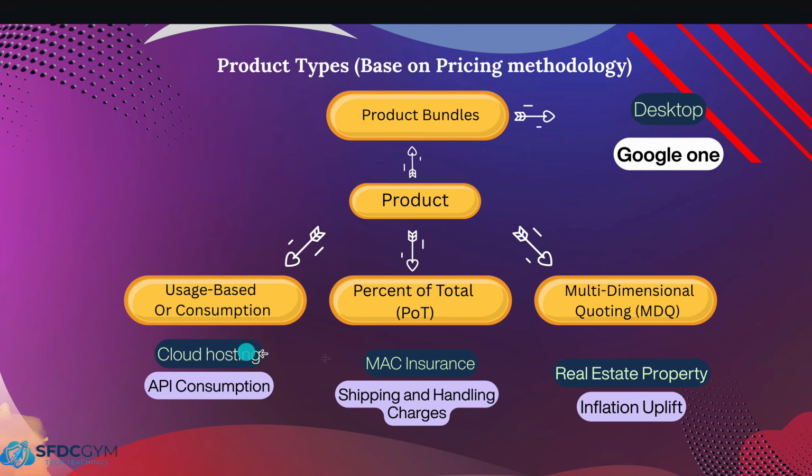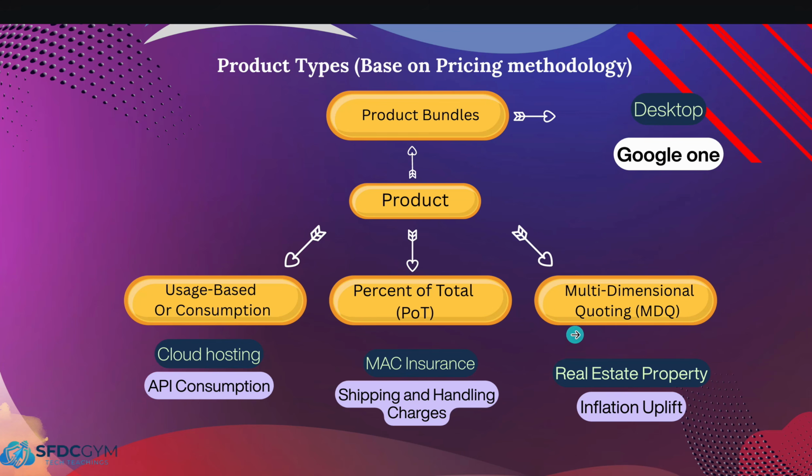Another category is POT or percent of total. Their cost actually depends on their parent's costing. For example, from Amazon, you have purchased an AC. So AC is one product. With the AC, they are also providing an installation service. The installation service cost is 15% of your AC, right? So that installation is nothing but a percent of total, because there is no specific amount that we are going to charge the customer. The costing will depend on the actual product that the customer has purchased, right? Other examples are Mac insurance and shipping and handling charges.